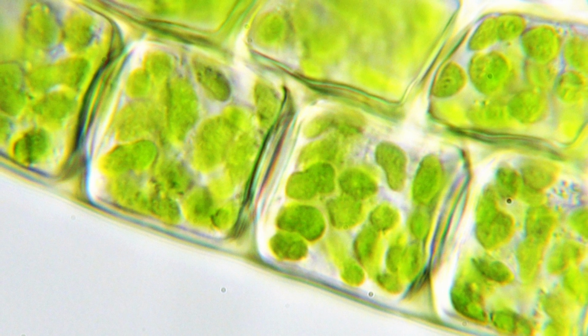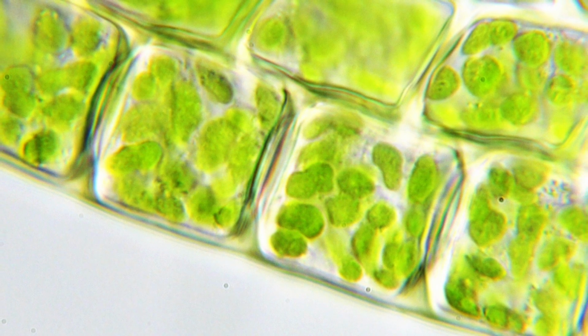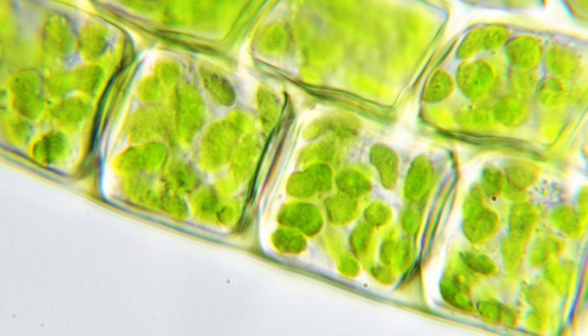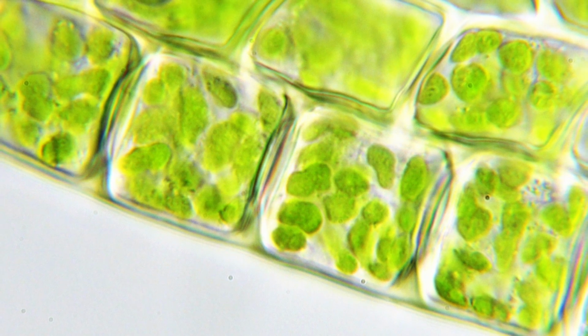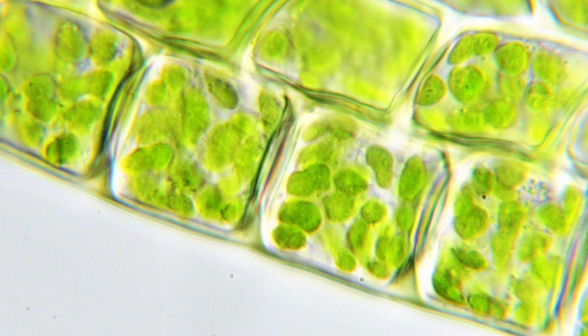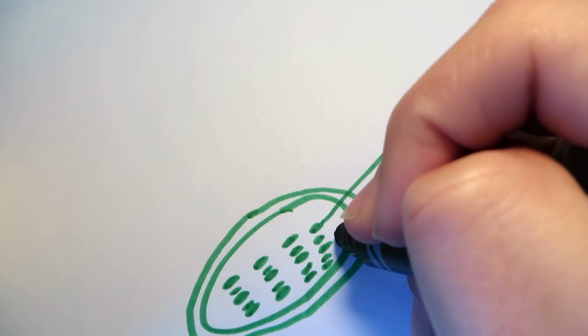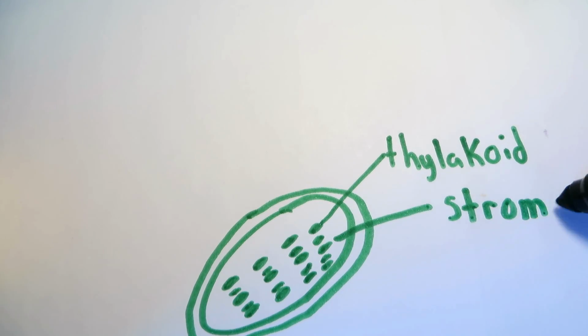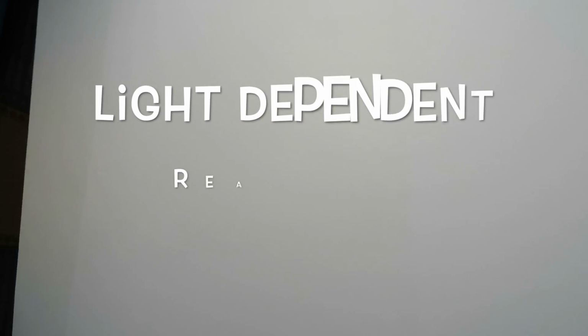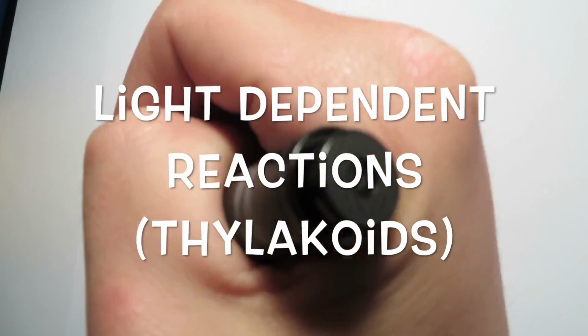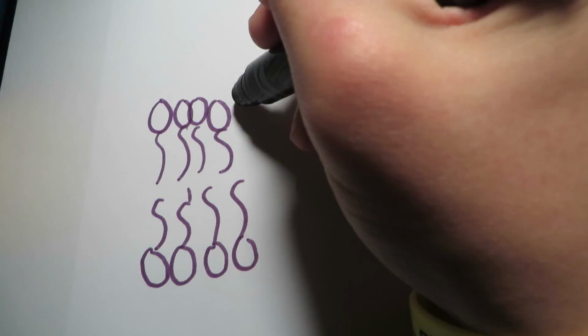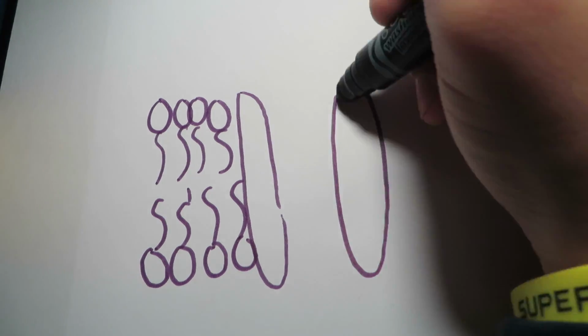There's a lot more to photosynthesis than just chloroplasts. But it sure is a good place to start. In the chloroplast, there are little pancake-like structures called thylakoids. The thylakoids are where the light-dependent reactions occur. There is also the stroma, where the light-independent reactions occur. The light reactions are when light energy is transformed into the chemical energy of ATP and NADPH.